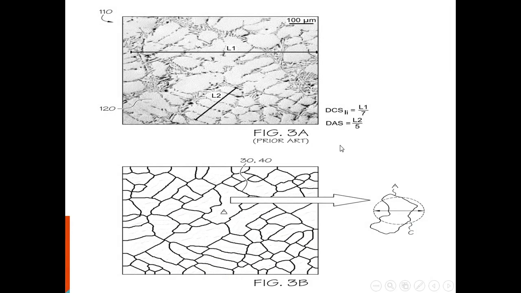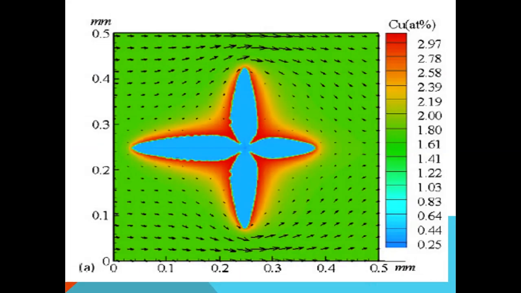The dendritic arm spacing equals L2 divided by 5 dendritic lines. Similarly, L1 is divided by 7, and the dendritic arm spacing equals L2 divided by 5. From this, the copper atomic percent can be calculated, and the nickel atomic percent in the dendritic arm spacing.